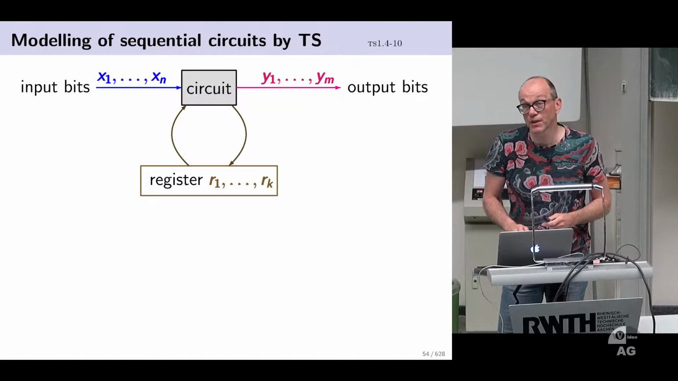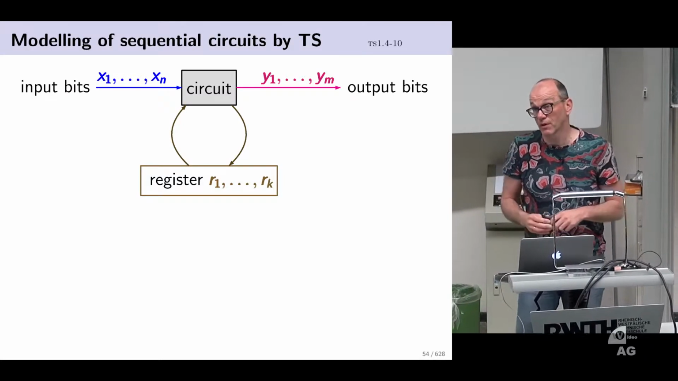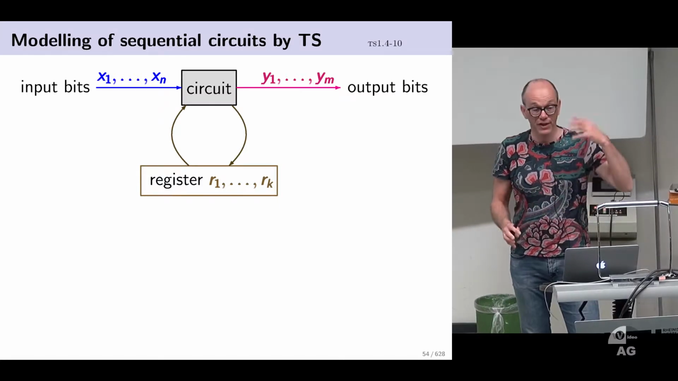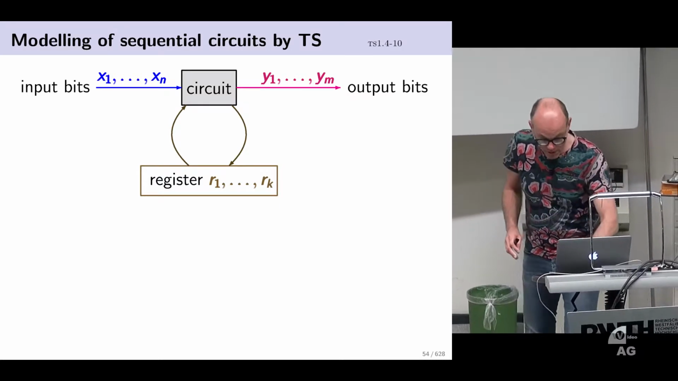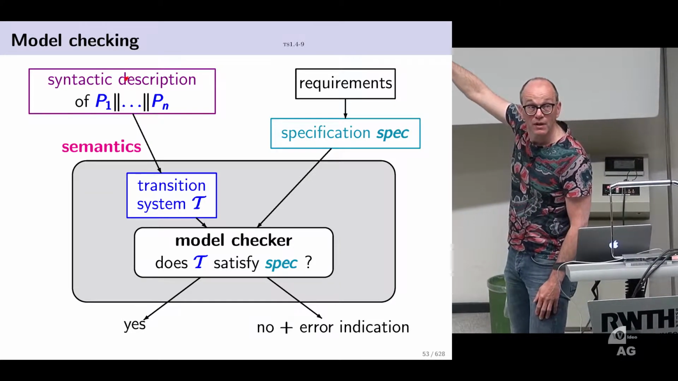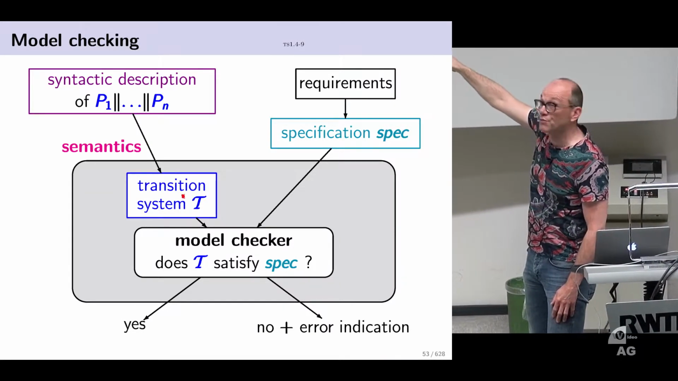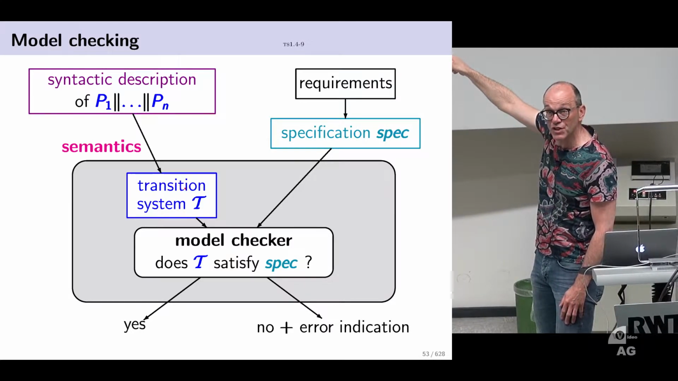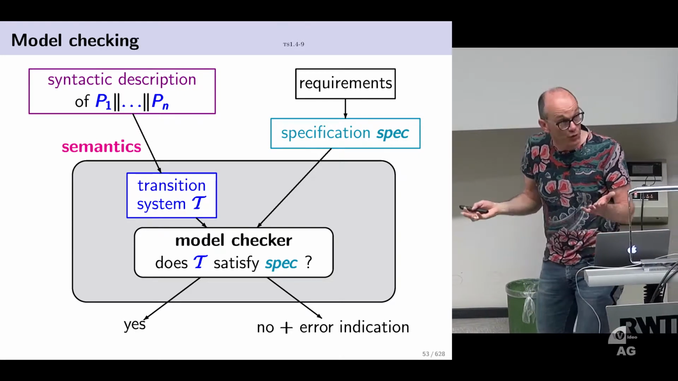Good. So the first example that I'm going to show you, I'm going to make this explicit by means of two examples. The first thing is hardware circuits. So I'm going to argue if this is a hardware circuit, then the semantics can be given in terms of a transition system. And because we are going to do model checking of transition systems, we can also do model checking of hardware circuits.